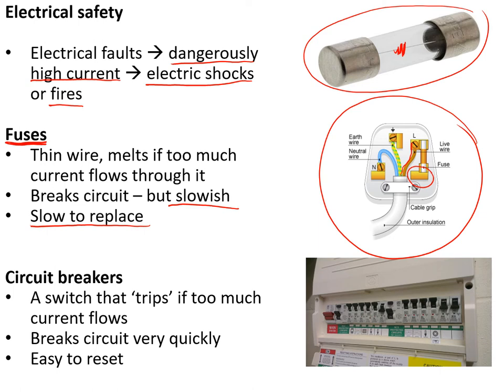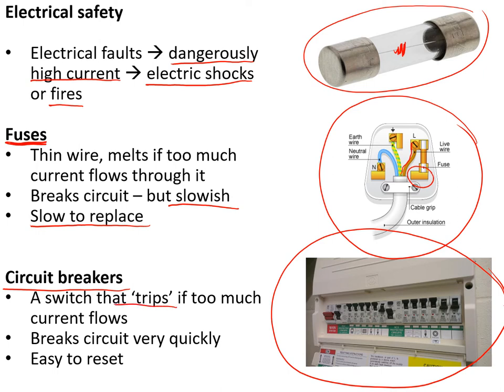Now, an alternative to this is circuit breakers. You will all have a circuit breaker board somewhere in your house or flat, which looks a little bit like that. And it's a series of switches designed, again, that if too much current flows through them, the switch trips and that switches off the circuit. That would be like your downstairs lighting circuit or your upstairs lighting circuit or something like that.